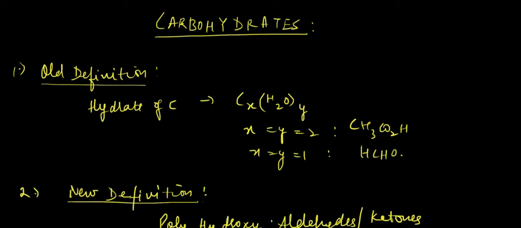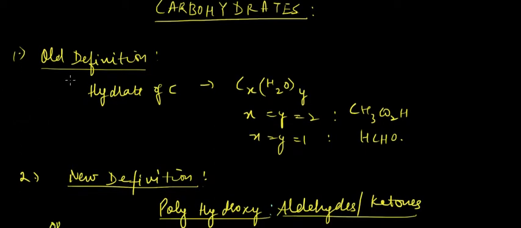Okay guys, so in this lecture we'll be starting off with a new chapter called carbohydrates. The old definition of carbohydrates is that anything which is a hydrate of carbon is known as a carbohydrate. The general form is defined by CxH2Oy. If x and y are 2, obviously this is acetic acid, and if 1, it's formaldehyde.